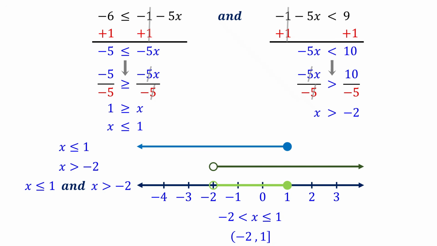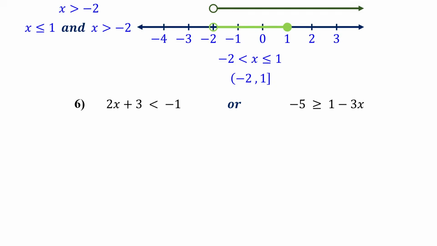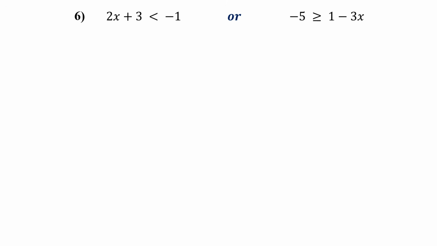Awesome! Now that we've mastered AND compound inequalities in all their forms, let's switch gears to OR compound inequalities. Just like with AND compound inequalities, the first step is to solve each inequality separately. Let's start with the first one. First, isolate 2x by subtracting 3 from both sides. On the left, the 3's cancel out, leaving 2x. On the right, we get -4.